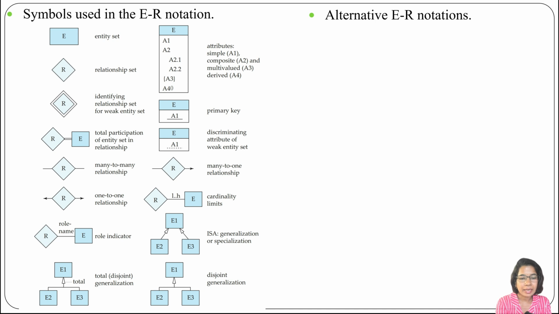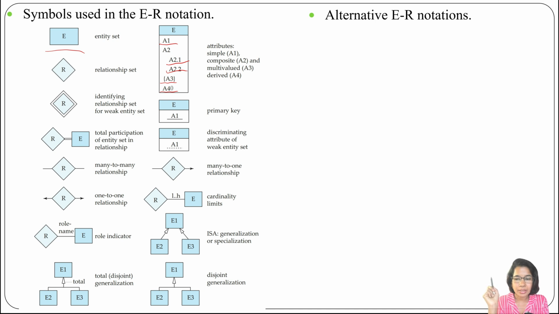For entity set we use the rectangle, and for attributes inside that rectangle box we can write the set of attributes. For simple attribute we can write directly. For composite attribute, like A2 is the composite attribute, inside that composite attribute we can write parts of it like A2.1, A2.2. For multi-valued attribute we can write inside bracket. For derived attribute we can write bracket after it. So A4 is a derived attribute, A3 is a multi-valued attribute.